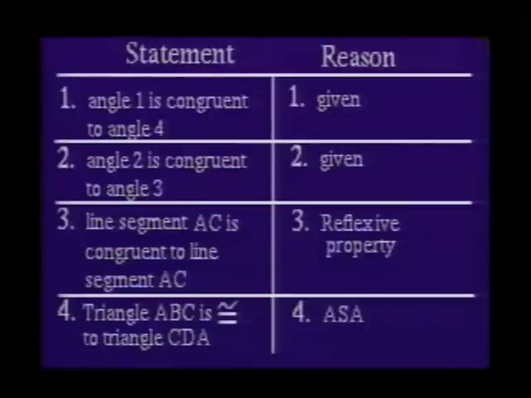Statement number 1. Angle 1 is congruent to angle 4. The reason, it is given. Statement number 2. Angle 2 is congruent to angle 3. The reason, it is given. Statement number 3. Line segment AC is congruent to line segment AC. The reason, the reflexive property. Statement number 4. Triangle ABC is congruent to triangle CDA. The reason, angle, side, angle. We have reached the desired conclusion and our proof is now complete.